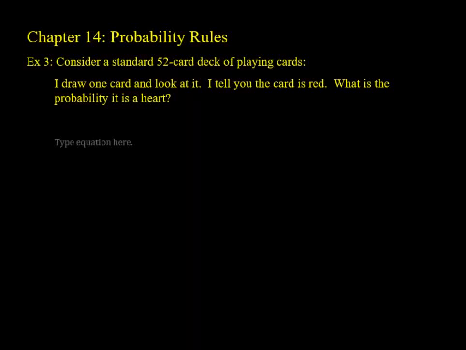Example 3. Consider a standard 52 card deck of playing cards. I draw one card and look at it. I tell you the card is red. What is the probability it is a heart? So we have a conditional probability here.